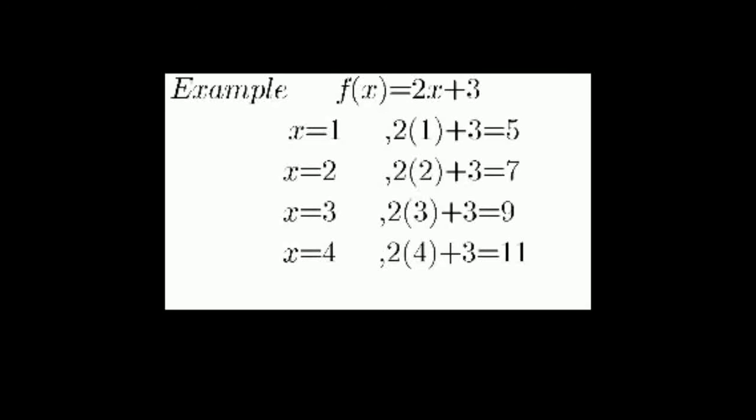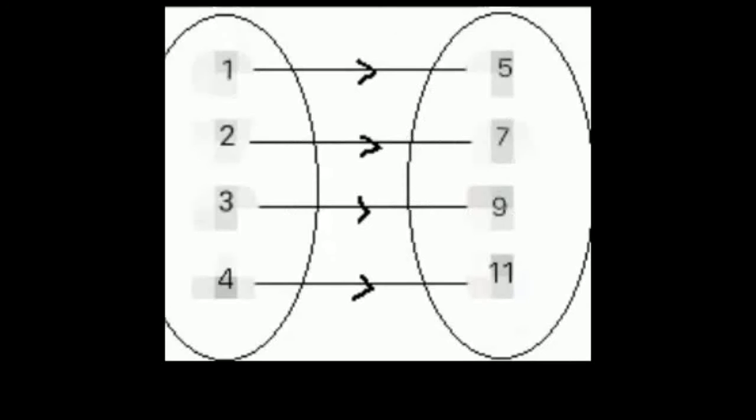A one-one injective function is defined as: the images of distinct elements of A under the F mapping are distinct. It means that one element has only one image.